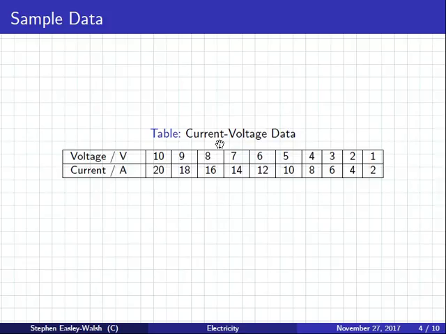Here is an example of some data that you could get. The voltage started off at 10, and then we increase the variable resistor. We see that the voltage decreases all the way down to 1. And what's happening to the current? It's also decreasing as the voltage decreases. Well, let's plot this data.